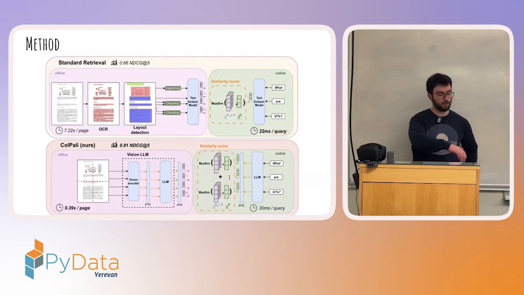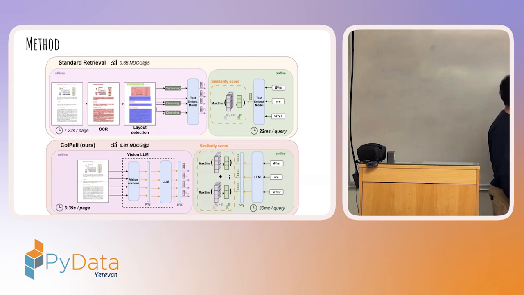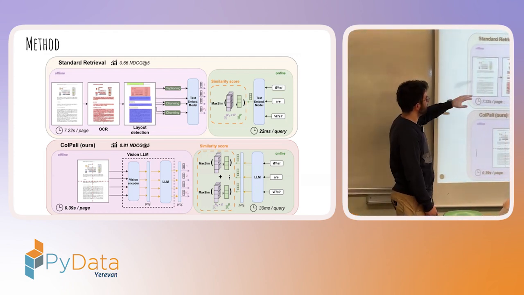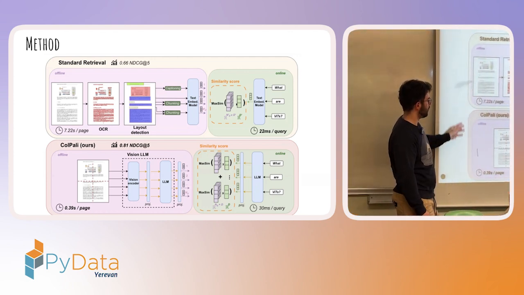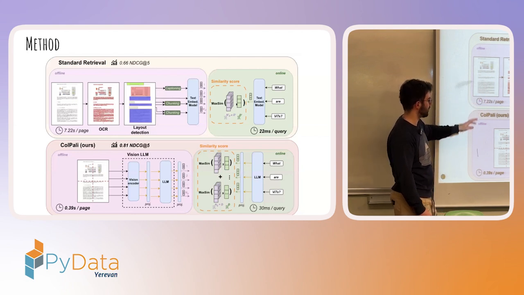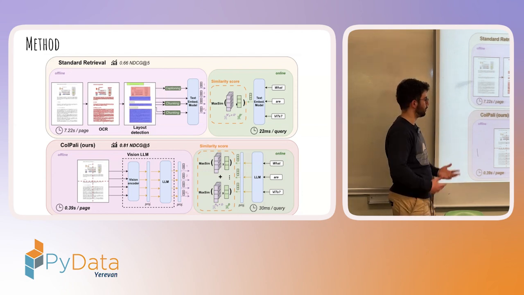Okay, in the upper part, we see the standard retrieval method. On that part, we have the queries. They go through the text embedding model, and we have embeddings for our text. On this part, we have the page, we do OCR, layout detection, captioning, chunking, or other stuff. And finally, we have embeddings for that part, and then we do a similarity computation.